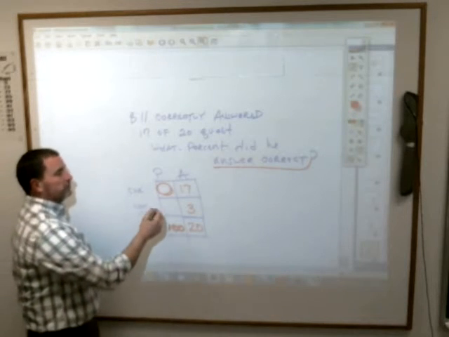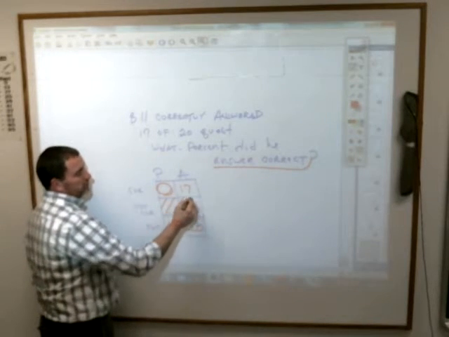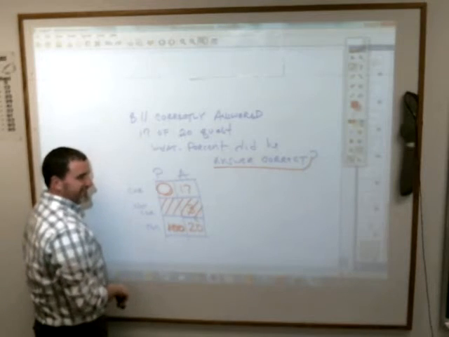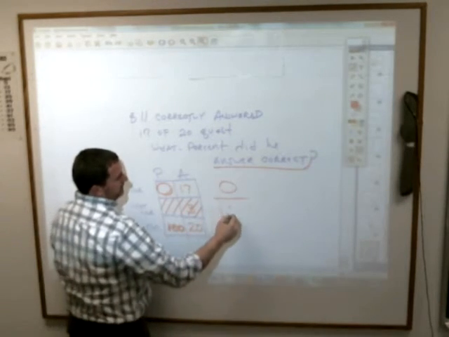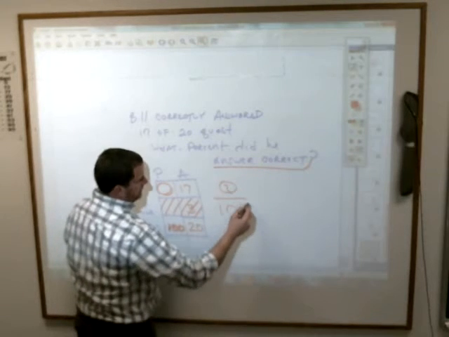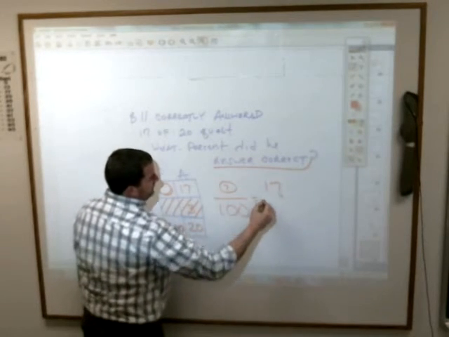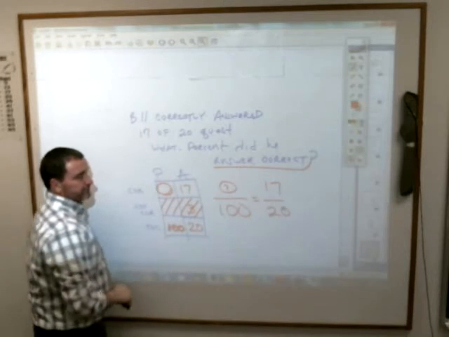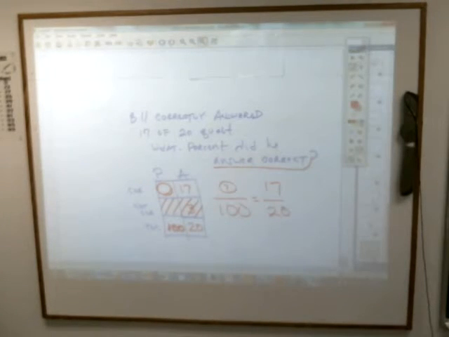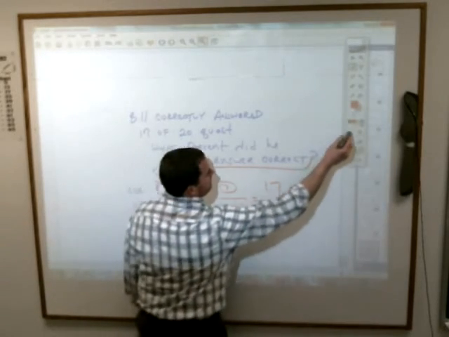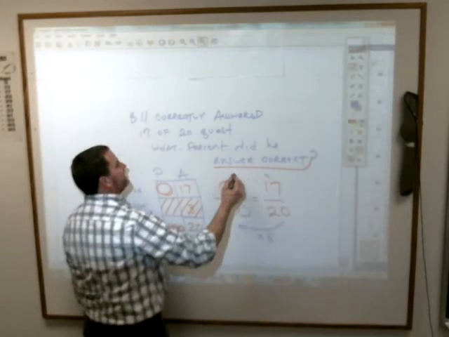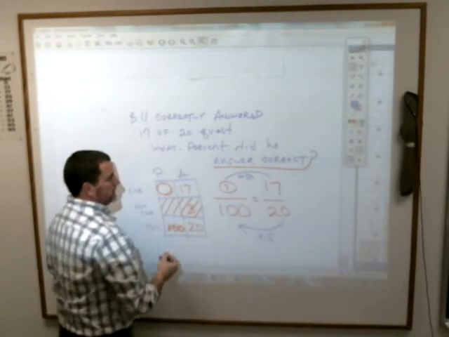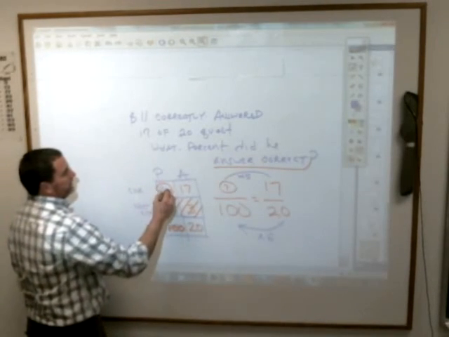Okay, so you don't really need this middle row. We didn't know that till the end. You end up with what number over 100, put a question mark there, equals 17 over 20. How do I solve that proportion? Holly? 17 times 5. Right, to go from 20 to 100, you multiply by 5. 17 times 5 is 85, correct.